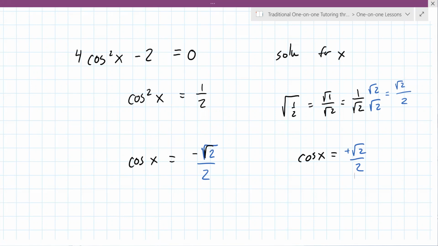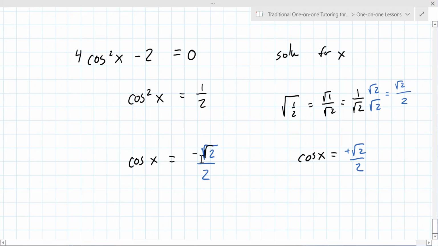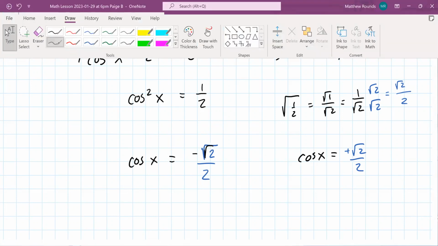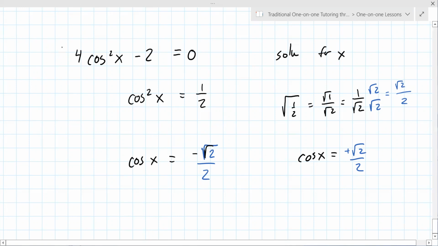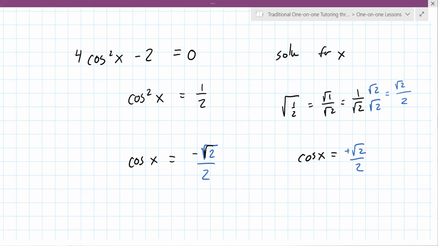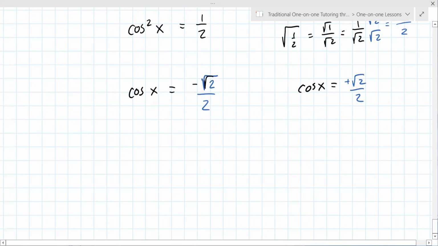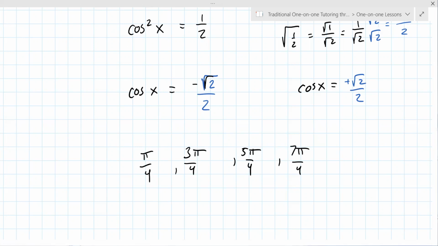So can you find these places on the unit circle? Oh yeah. 5 pi over 4. Well, 3 pi over 4 before that. Okay. 7 pi over 4 and pi over 4. Okay, very good. All right, I'm gonna just stop recording here.